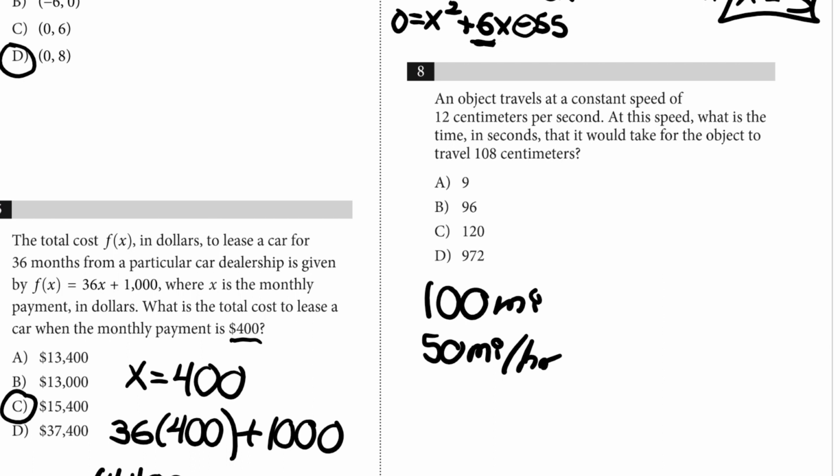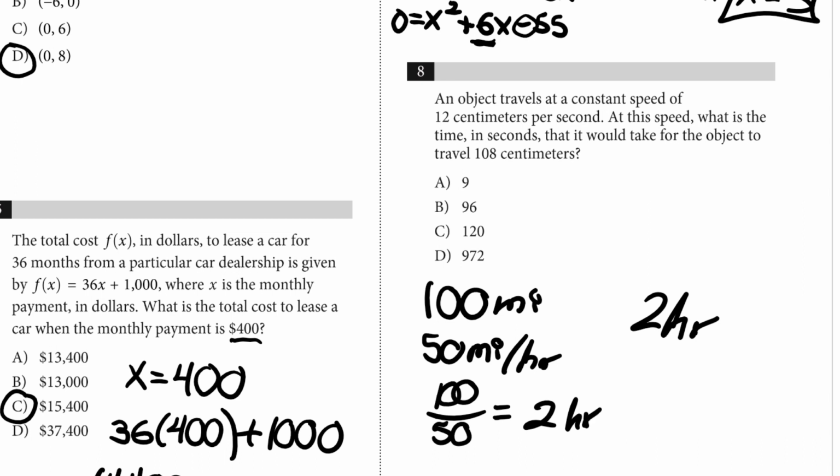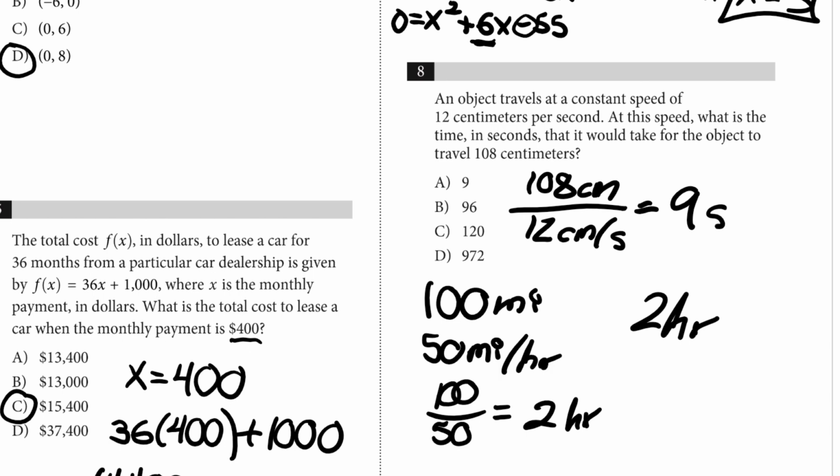If we're going 50 miles per hour and we want to go 100 miles, it's obvious that this would take 2 hours to travel that distance. The way that we figure that out is by dividing 100 by 50 to get the 2 hours. So we're going to divide the length by the miles per hour, or the rate, in this case centimeters per second. So we're going to do 108 centimeters divided by 12 centimeters per second. And this will give us a total of 9 seconds.